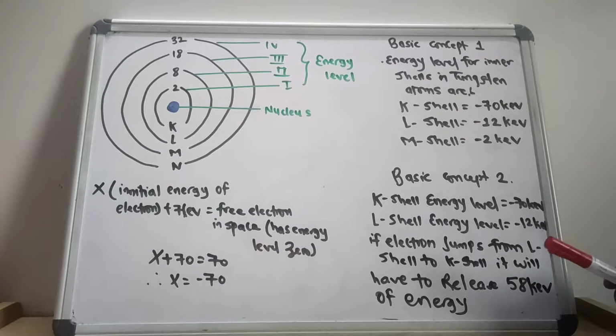In order to understand the X-ray better, we need to know a few basic concepts about the structure of an atom. We consider a tungsten atom as an example. We take the example of the tungsten atom because the tungsten filament is used in every part of this X-ray. So it would be better if you take the basic concept from the tungsten atom.